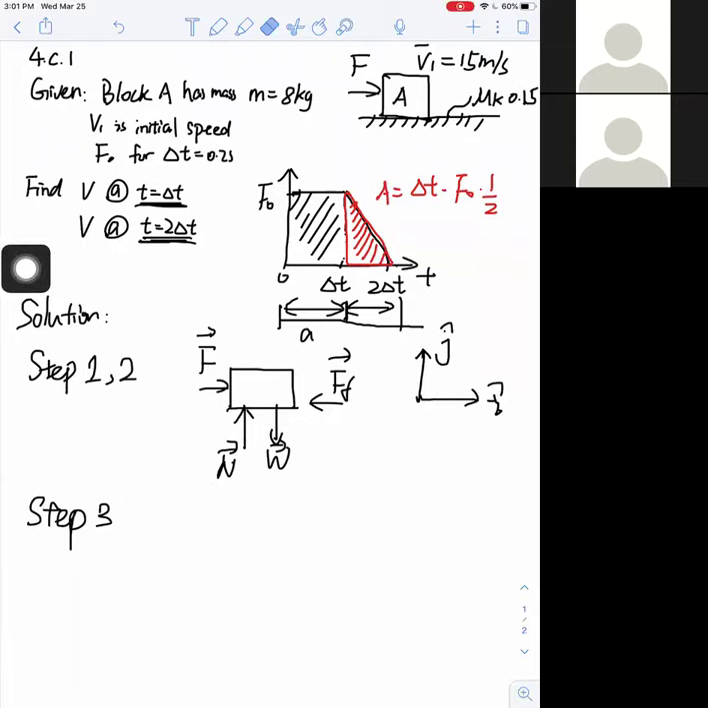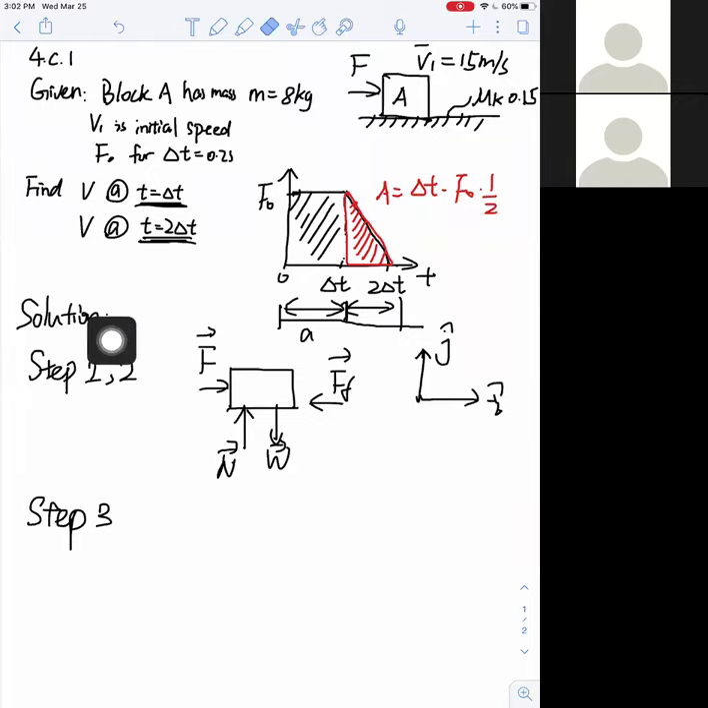So as you may notice the difference from 4B and 4C. In 4B, what we're dealing with is looking at the speed, kinetic energy or potential energy at two different locations, at two different positions, right? However, in section 4C, we're looking at the different speed at different time points. So that's the major difference here.